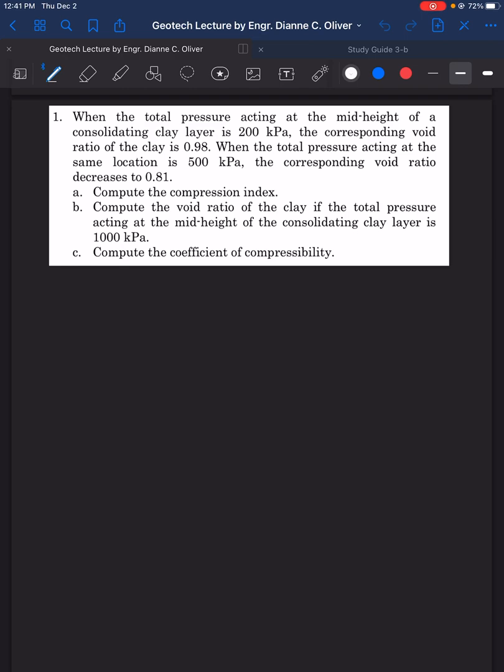total pressure acting at the mid-height of the consolidating layer is 200 kPa. So P1 is 200 kilopascal. The corresponding void ratio of the clay is 0.98. So at P1, e sub 1 is 0.98. When the total pressure acting at the same location is 500 kPa, the corresponding void ratio decreases to 0.81. So that is 500, then e sub 2 is equal to 0.81. Okay?